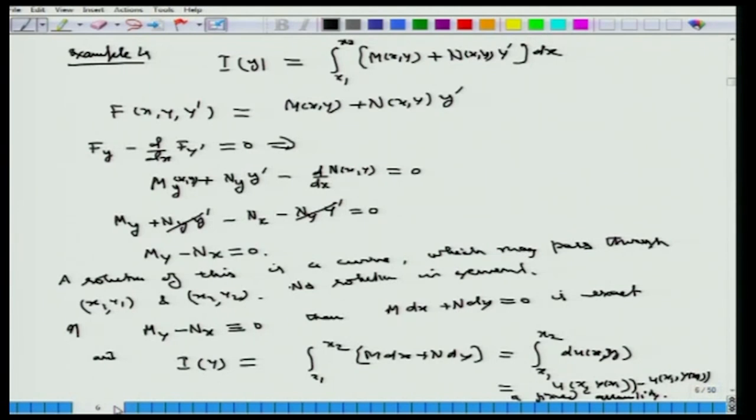In the next example, we considered I(y) equal to the integral from x1 to x2 of m plus n y prime dx, where m and n are functions of x and y. So, f is m plus n y prime, and so Euler's equation implies that m_y minus n_x equal to 0. This will have to be solved for y as a function of x, and the solution of this equation is a curve, and in general it may not pass through the given points (x1, y1) and (x2, y2). So, there will not be a solution of this problem in general, and if there is, then there is only one curve passing through those two points.